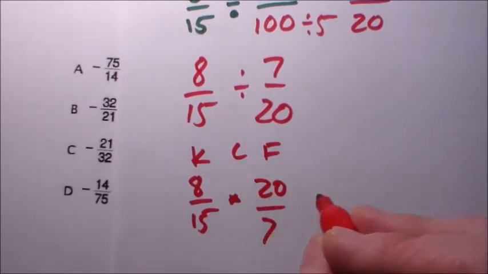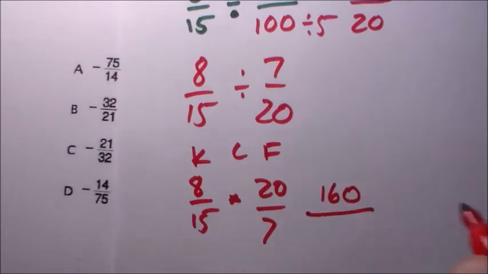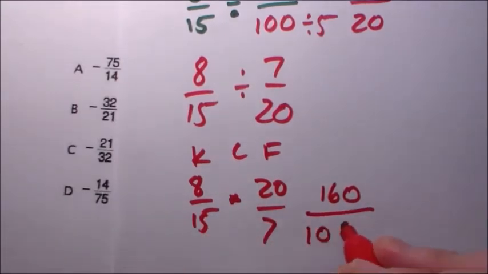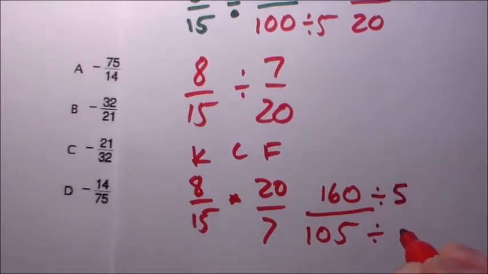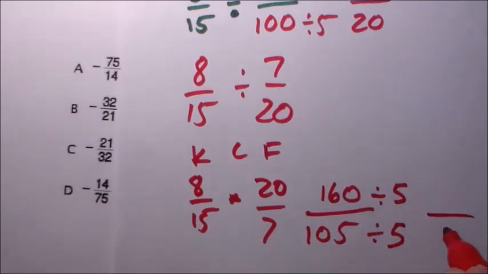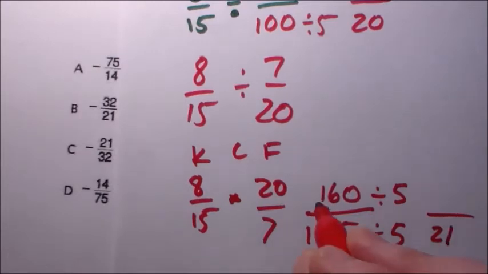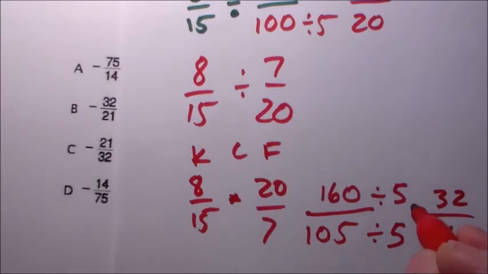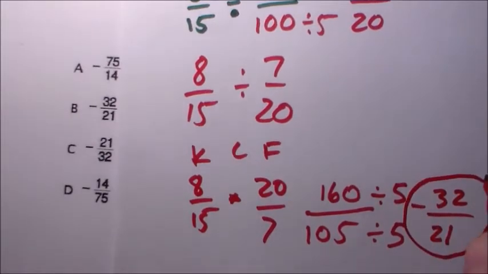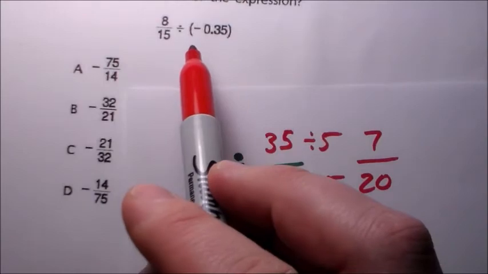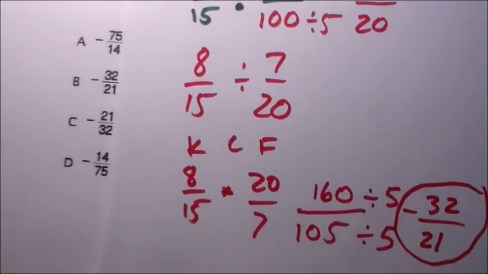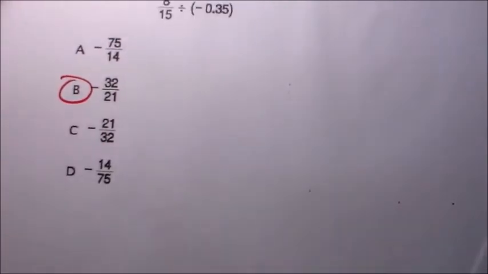And we get 160 over 105, and we know that we can divide each of these by 5, because it ends in 0, ends in 5, and 105 divided by 5 is 21, and 160 divided by 5 is 32. So we know our answer is going to be negative 32 over 21. Don't forget the negative sign, because that's up from here, right? Negative 32 over 21, and we're good.